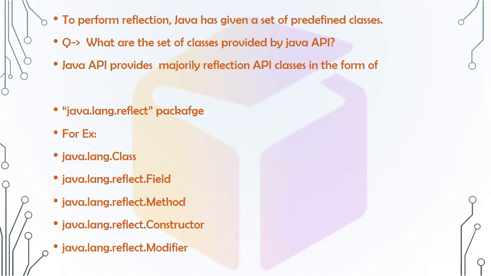Let me elaborate on each of the packages, such as java.lang.Class. The main purpose of this class is to gather the complete metadata of a particular class. java.lang.reflect.Field is to gather complete declarative information about a particular variable. Declarative information means metadata of a variable, like access modifiers of the variable, data type of the variable, name of the variable, value of the variable, and so on.